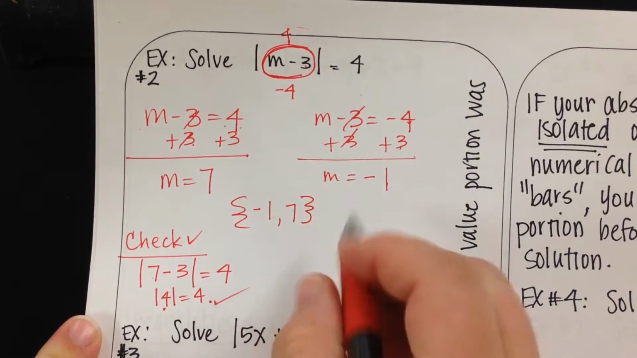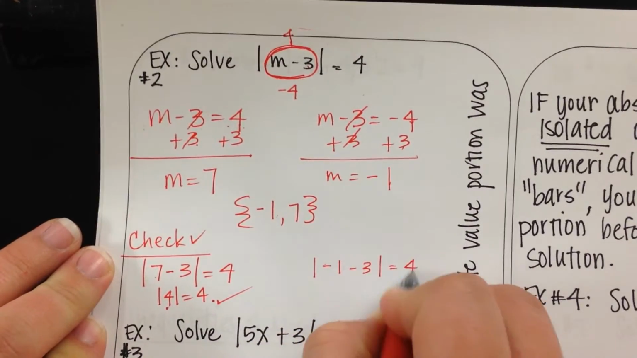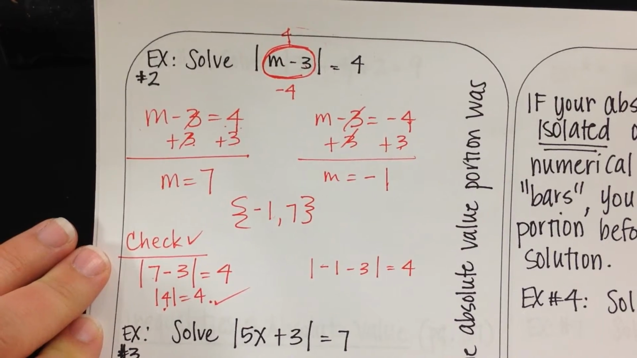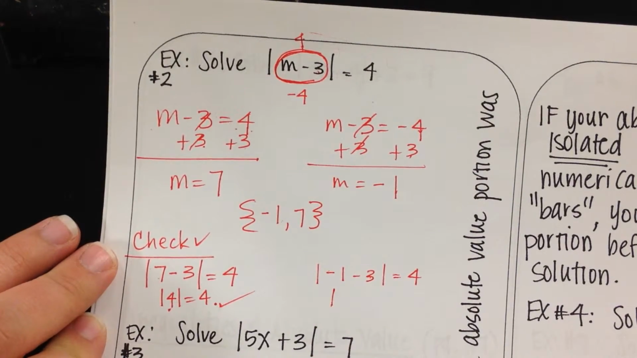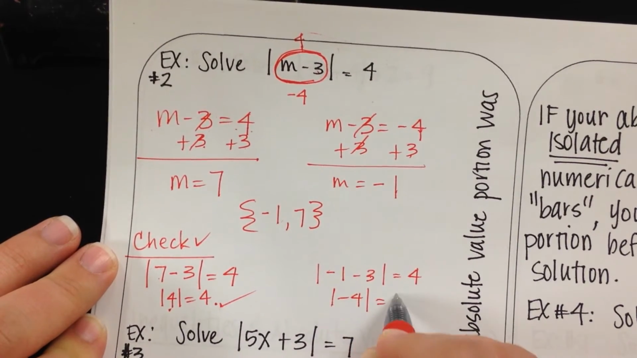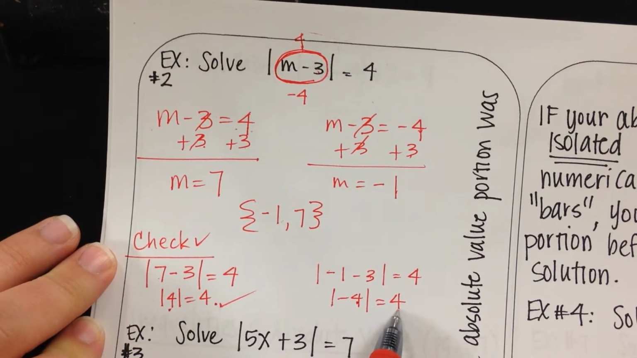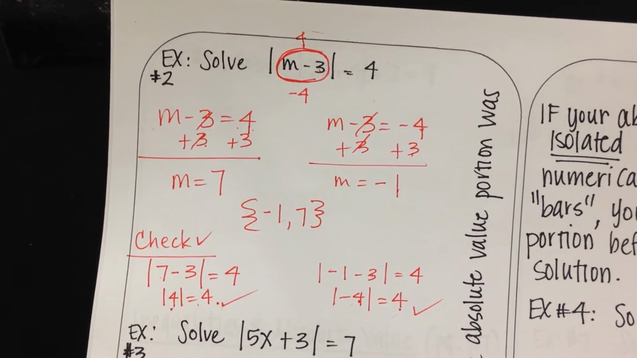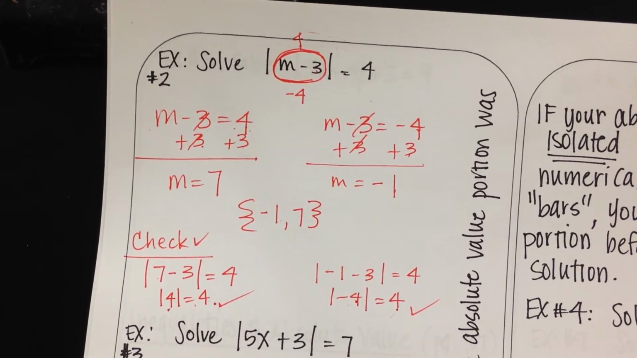Let's do the same thing for negative 1. I'm going to plug negative 1 into my original equation and then simplify it straight down. What is negative 1 minus 3? Negative 4. Does the absolute value of negative 4 equal positive 4? Is that a true statement? Yeah. So if you get the answers to both of those correctly and those match your solution, then you know that you've hand checked it correctly. You have the right answers.